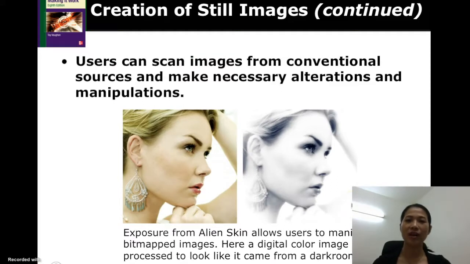So users can scan images from conventional sources and make necessary alterations and manipulations. This is an example given from Alien Skin that allowed users to manipulate bitmap images. So you can see, like the original image, we can make it into black and white. So it becomes two different pictures giving two different representations of the image.